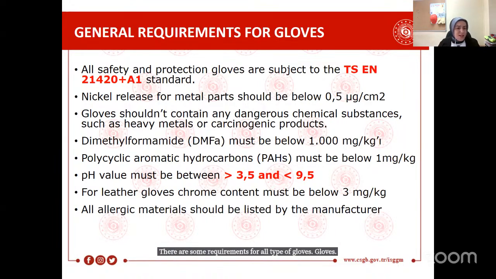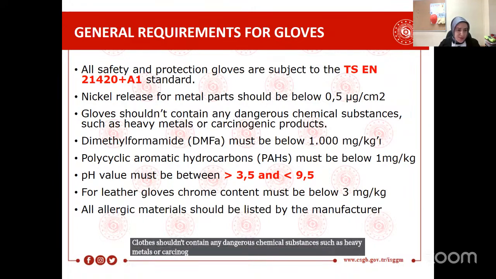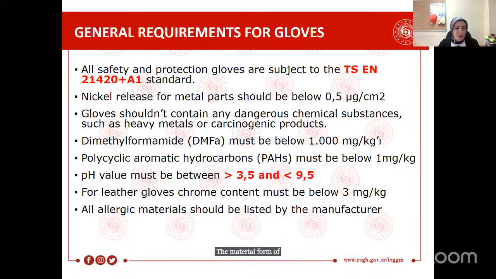There are some requirements for all types of gloves. Nickel release for metal parts should be below 0.5 microgram per square centimeter. Gloves shouldn't contain any dangerous chemical substances such as heavy metals or carcinogenic products. Dimethylformamide must be below 1000 milligram per kilogram. Polycyclic aromatic hydrocarbons must be below 1 milligram per kilogram. pH value must be between 3.5 and 9.5. For leather gloves, chrome content must be below 3 milligram per kilogram. Allergic materials should be listed by the manufacturer in the user manual.